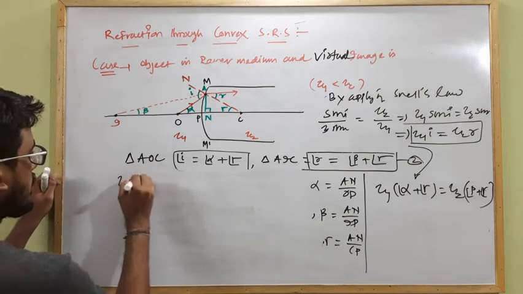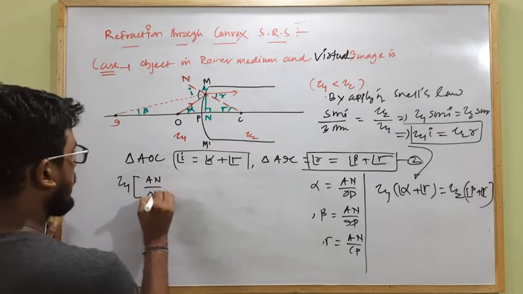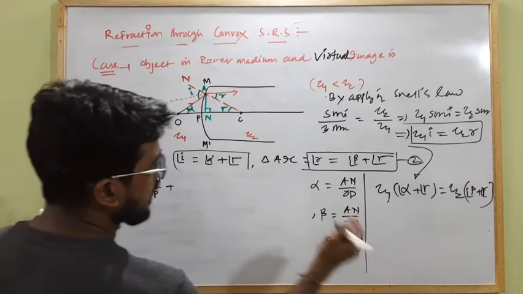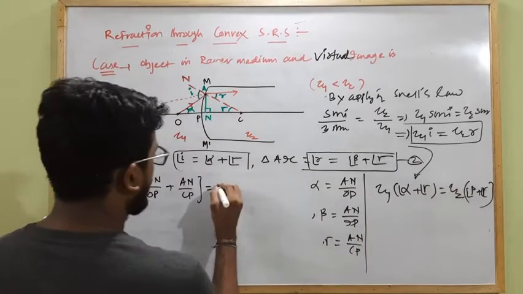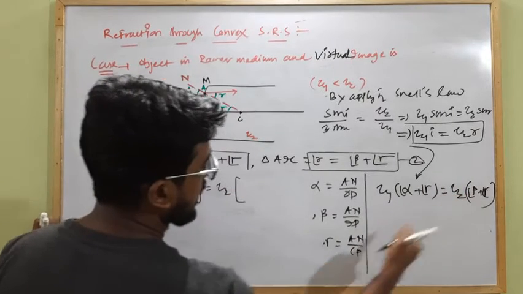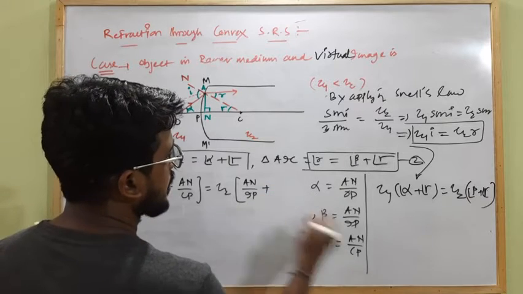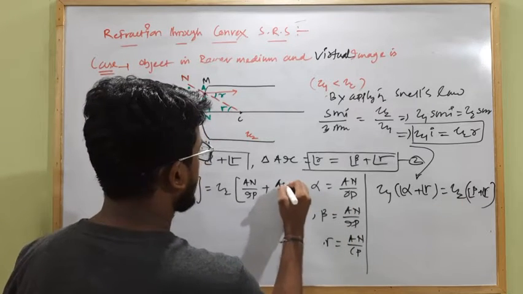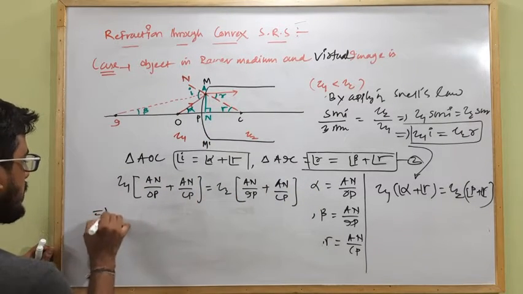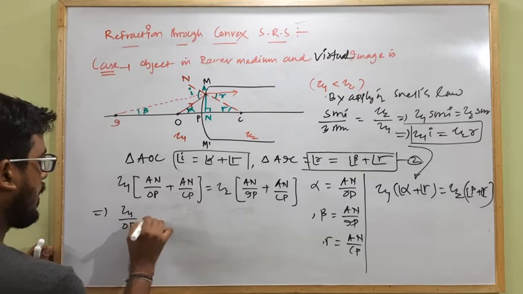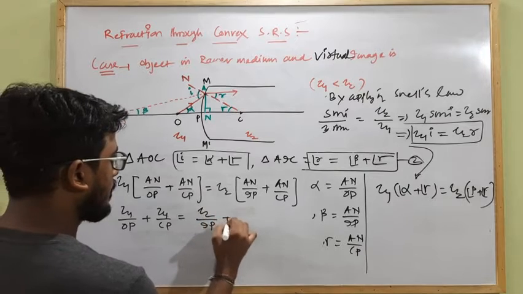Mu1 into alpha, in place of alpha I can write AN by OP, plus in place of gamma I can write AN by CP, equal to mu2 into, in place of beta I can write AN by IP, plus in place of gamma I can write AN by CP. Clear? Taking common N from both sides, it will get cancelled. So this implies mu1 by OP plus mu1 by CP equal to mu2 by IP plus mu2 by CP.